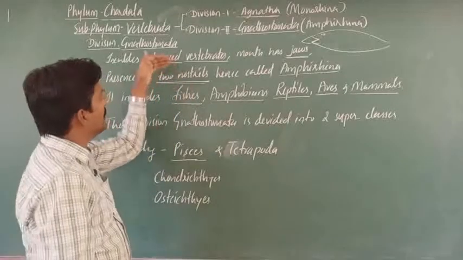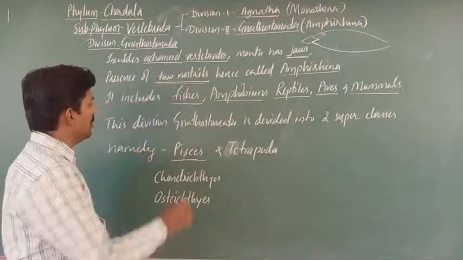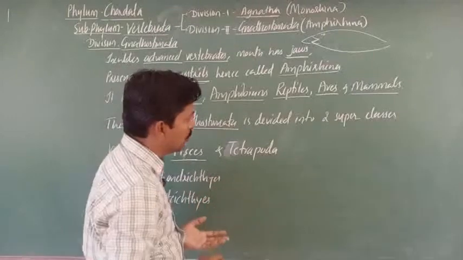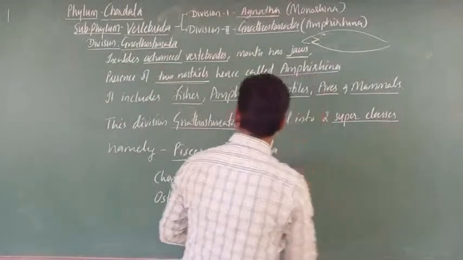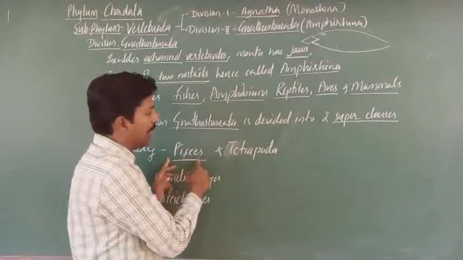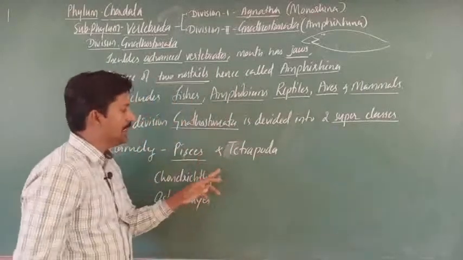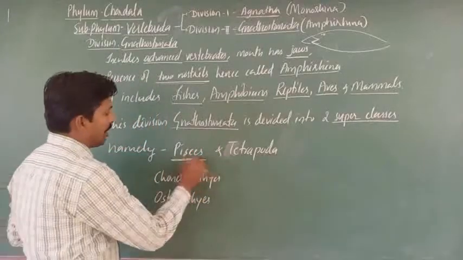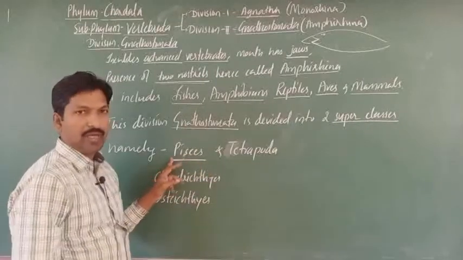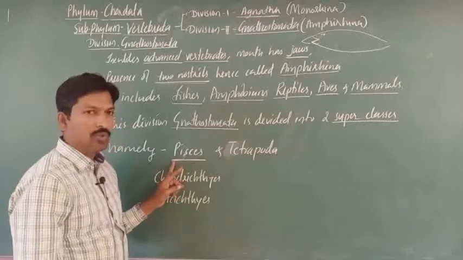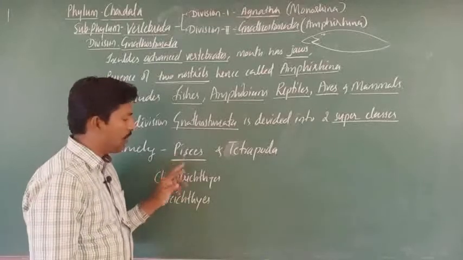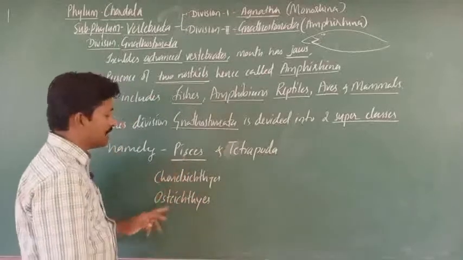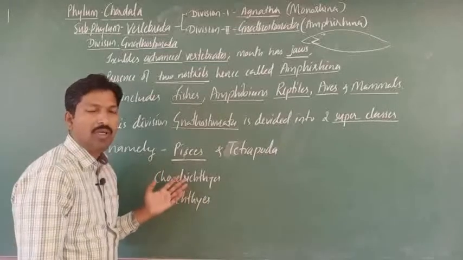Under the classification, Gnathostomata is further divided into superclasses, that is superclass Pisces and superclass Tetrapoda. These are the two superclasses. Pisces are exclusively aquatic. Without water they cannot survive. For all activities water is essential, and their habitat is water, either freshwater or marine water.